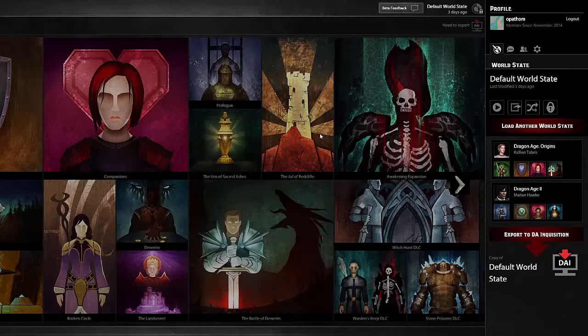Because I played Dragon Age Origins and Dragon Age 2 on the Xbox 360, and even before Electronic Arts started its whole Origin service, I cannot get my progress from the Xbox 360 onto my PC, meaning I cannot use my old save games to create a world state for Dragon Age Inquisition to continue on from.